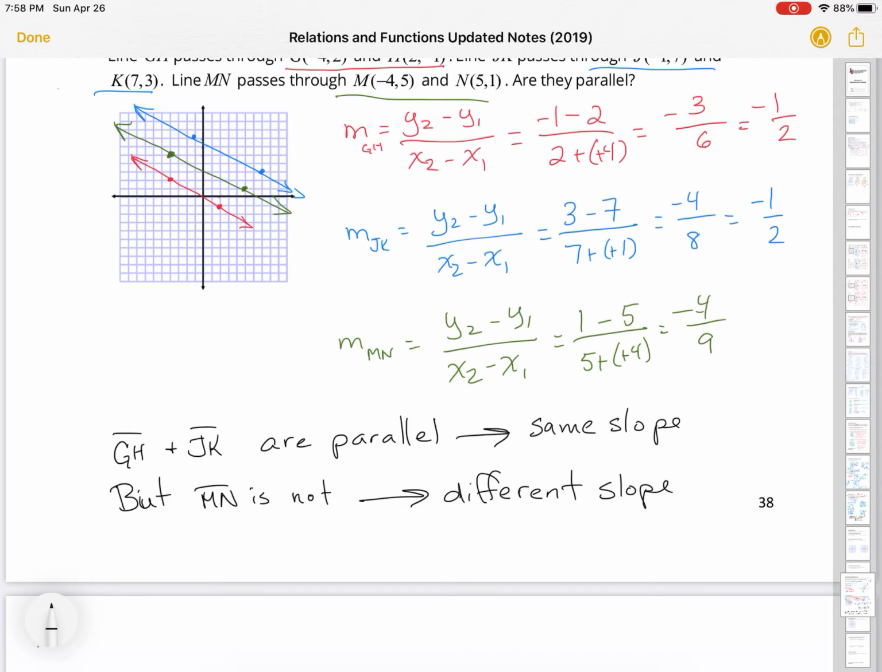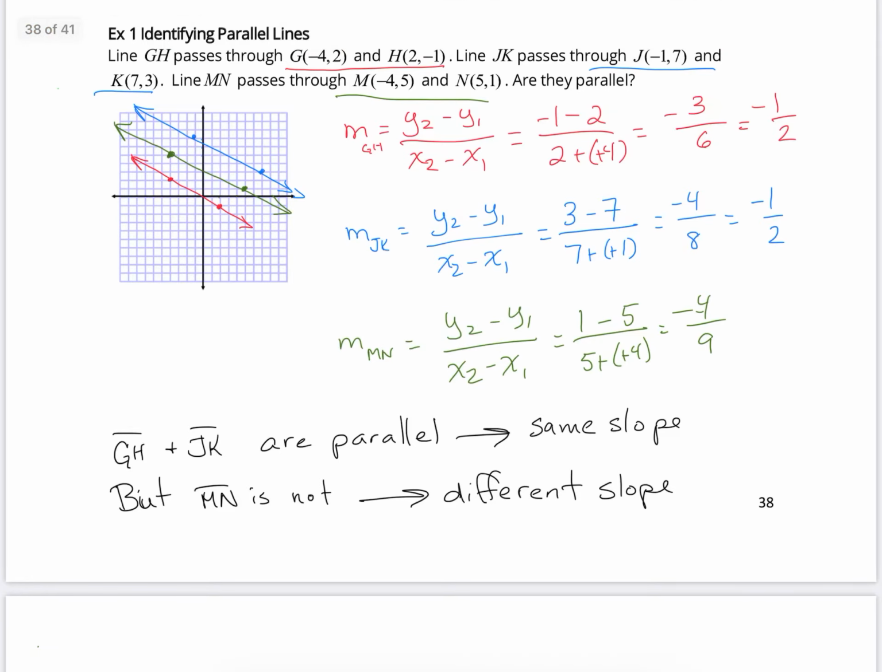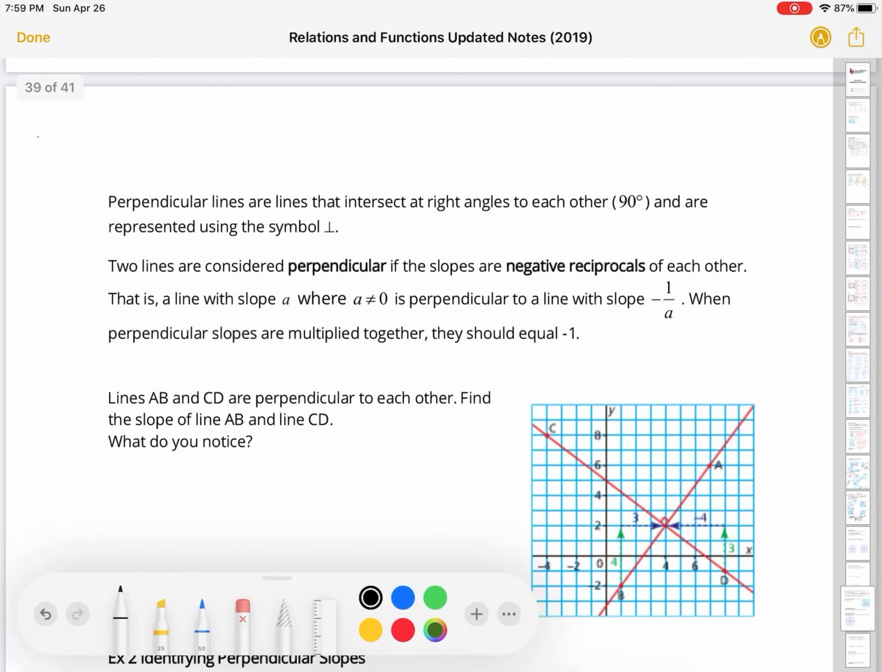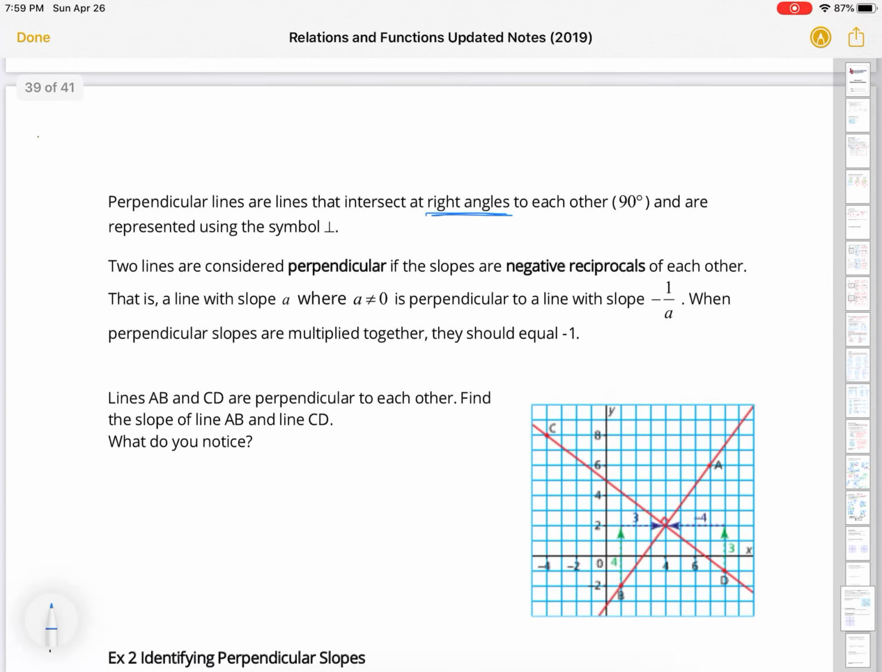All right. So let's now move on to the next page, which talks about perpendicular lines. Perpendicular lines are lines that intersect at right angles to each other. And we denote them using this symbol you can see right there. Two lines are considered perpendicular if the slopes are negative reciprocals of each other.